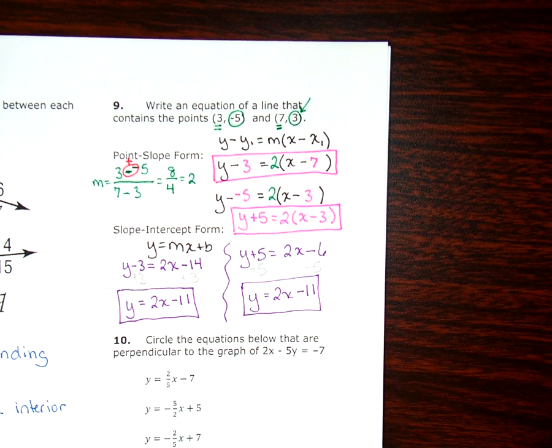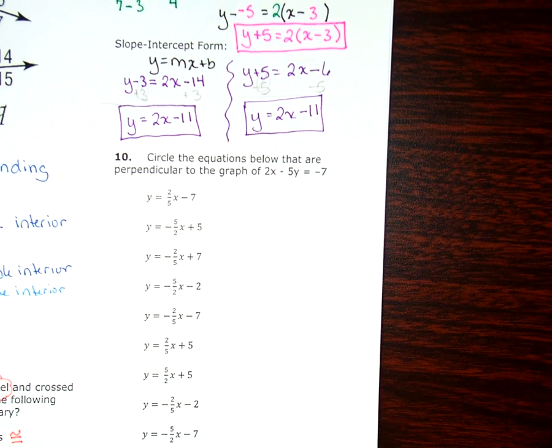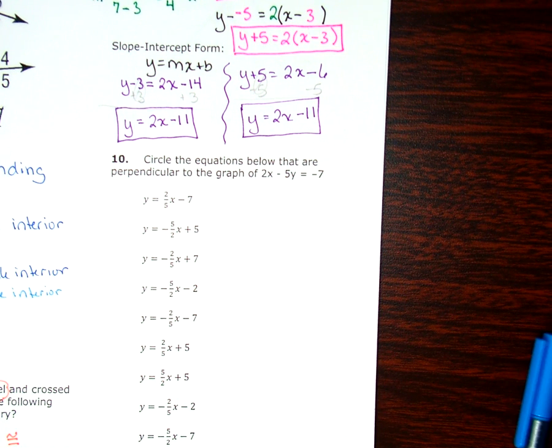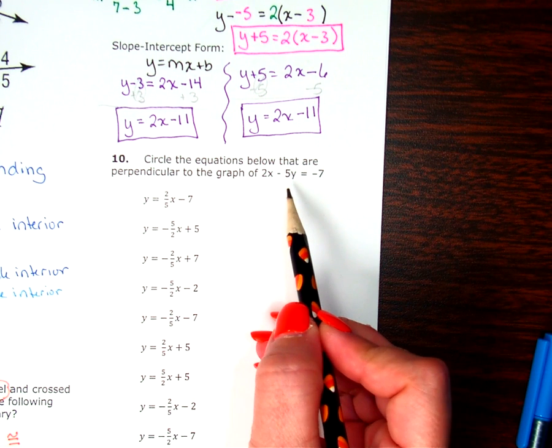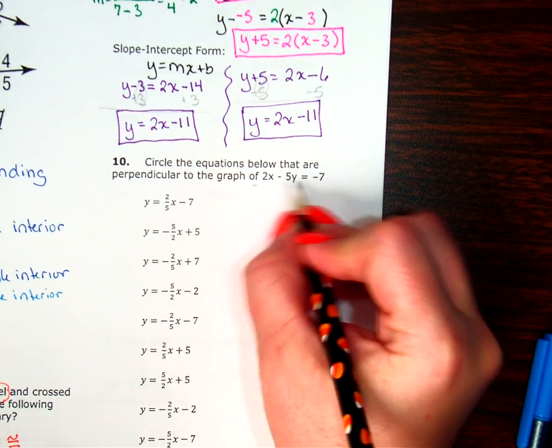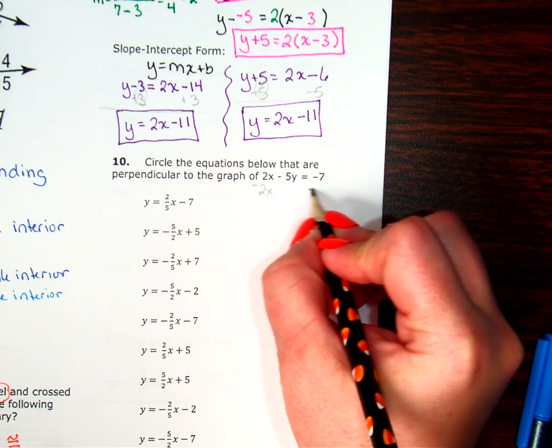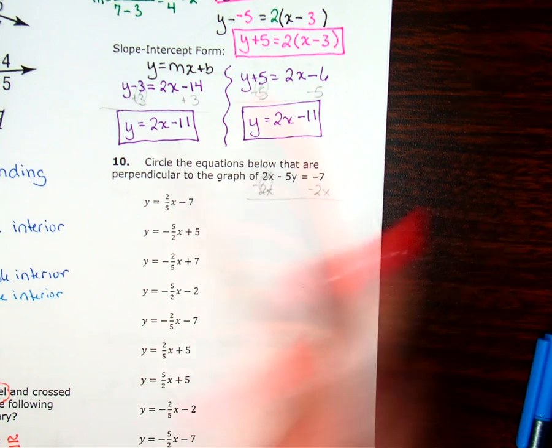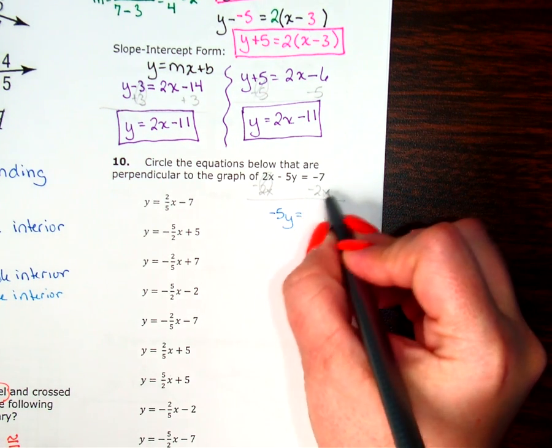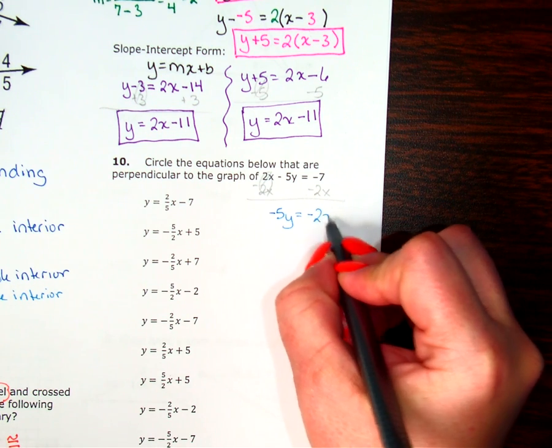Okay? All right, we're going a little long, but we have one more question in the Unit 2 section of the review, so I want to do this last question. Circle the equations below that are perpendicular to the graph of 2x minus 5y equals negative 7. So what I need to do is solve this equation for y so that I can find out what its slope is. So I can see the y equals mx plus b. I'm trying to get y by itself, so I'm going to subtract my 2x on both sides, which is going to give me a minus 5y equals, I can't put these together because one has an x and one doesn't, so negative 2x and then a negative 7.